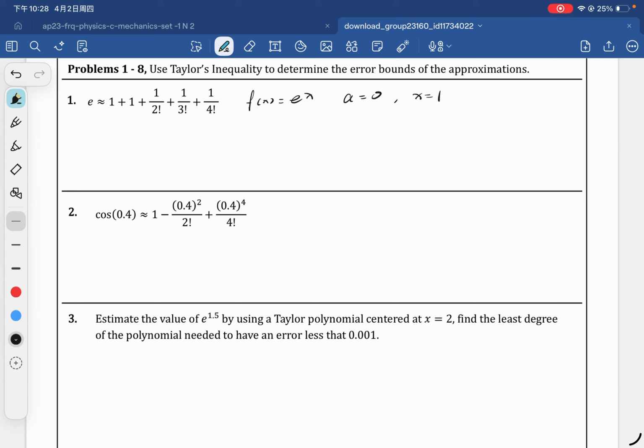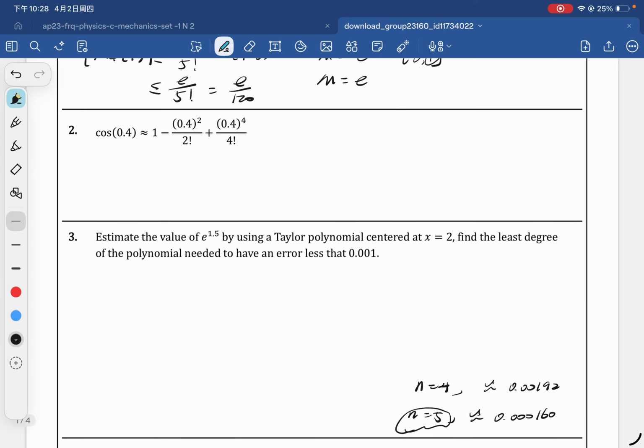Then what we're going to do is find the Taylor inequality, which is R4 of 1 should be less than or equal to the maximum value divided by 5 factorial times 1 minus 0 raised to the power of 5. So M here is basically e to the x, and we're going to find the maximum value in the domain 0 to 1. Absolutely, e of x is an increasing function, so we get the maximum value at x equals 1, which is just e. So it's less than or equal to e over 5 factorial, which is e over 120.